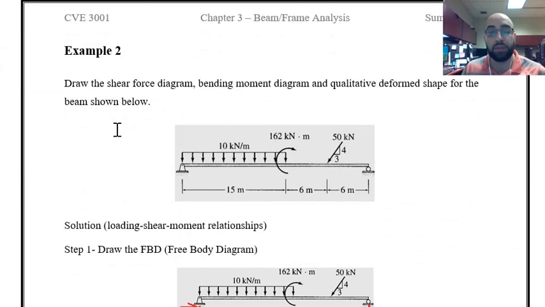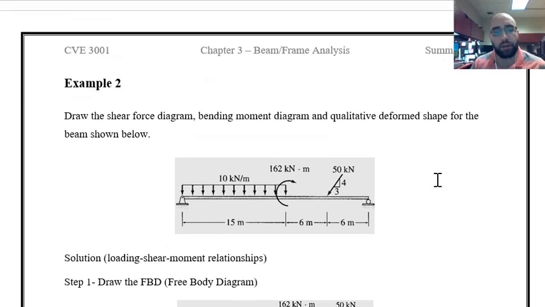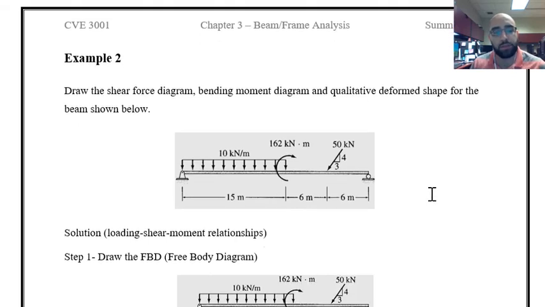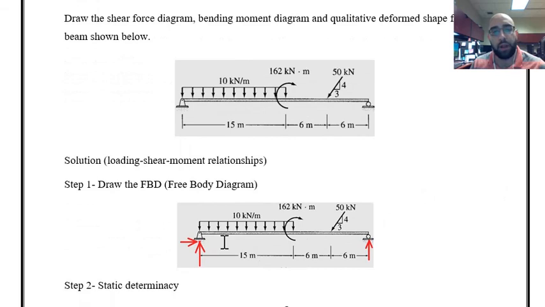That was the first example, and I'm going to move to the second example and use the relationships between shear force and bending moment to solve this example over here. So let's draw the free body diagram of this example and see what is the situation about reactions. Over here you can see the free body diagram.